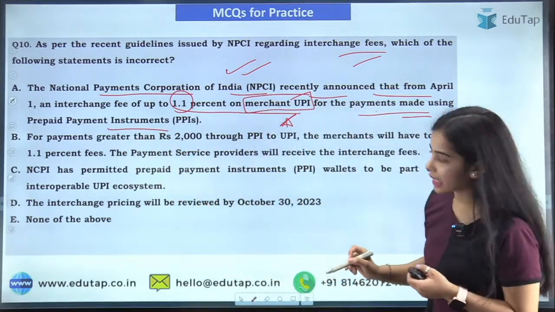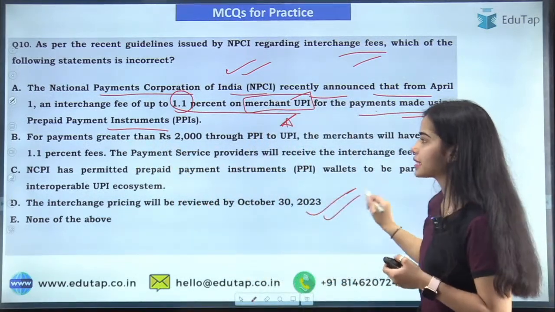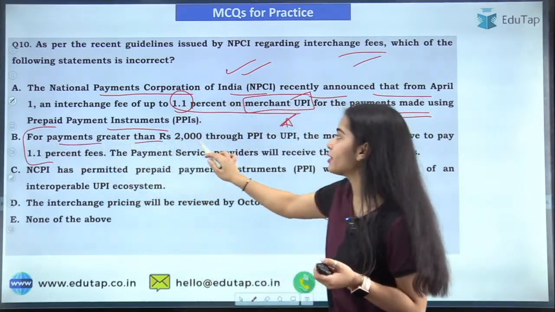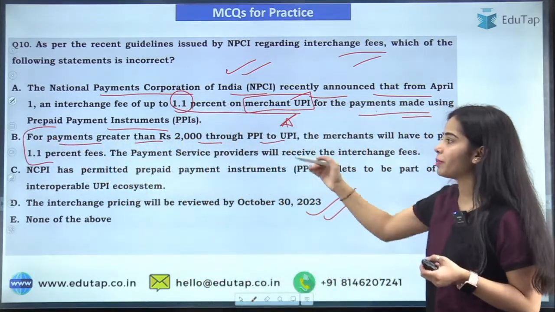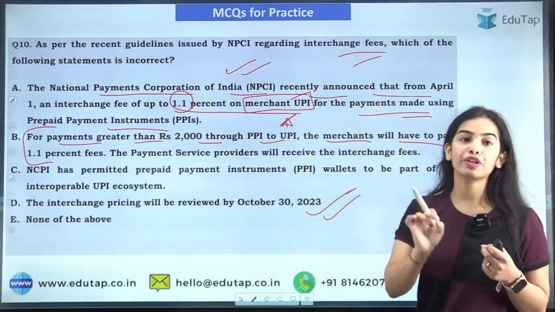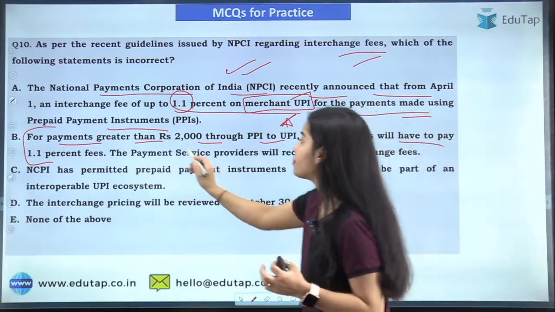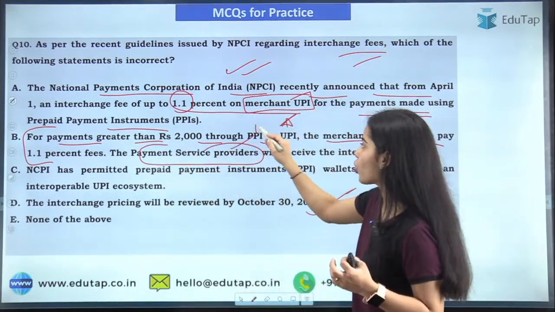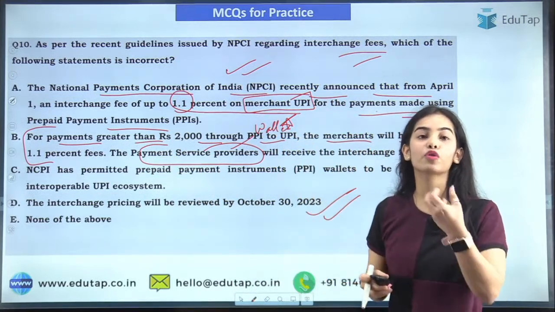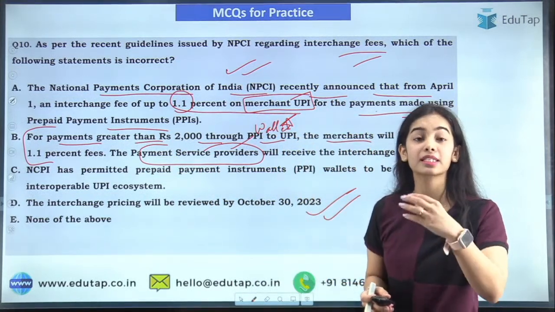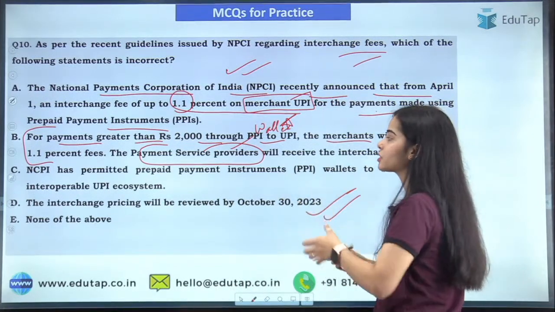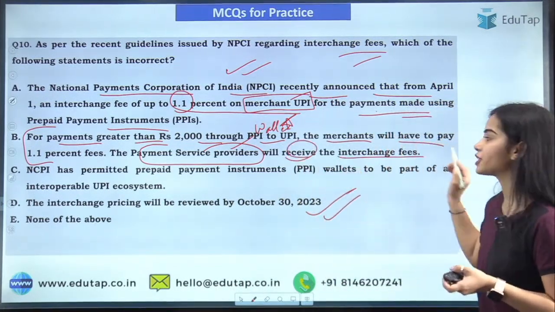So which is the incorrect statement? I am getting D. Yes, this is the incorrect statement. The B statement is also correct. For payments greater than rupees 2000 through PPI to UPI, the merchants will have to pay 1.1% fees. So this is correct. Payment service providers, that is the wallet issuers, like Paytm and PhonePe, are providing the services. So the wallet issuers, they are the payment service providers. They will receive the interchange fees.